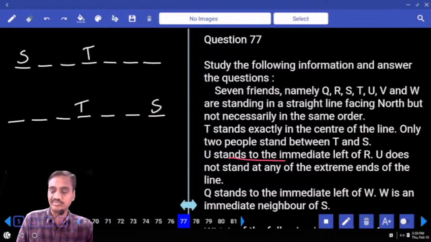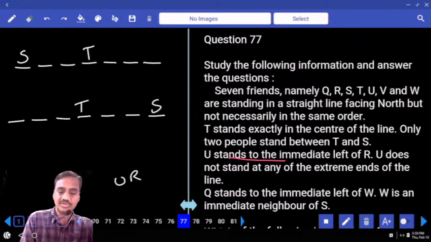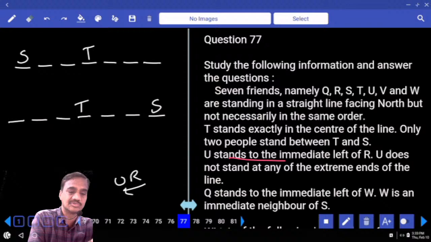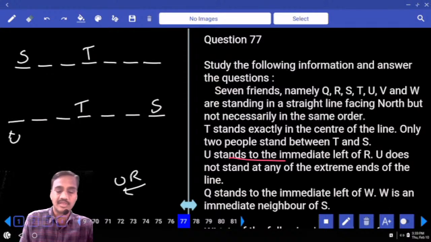And U stands to the immediate left of R. Now, U is to the immediate left of R means U and R must be together. And U does not sit at any one of the extreme ends of the line. U is not at any one of the extreme ends of the line. U cannot be here. And U and R are adjacent to each other.